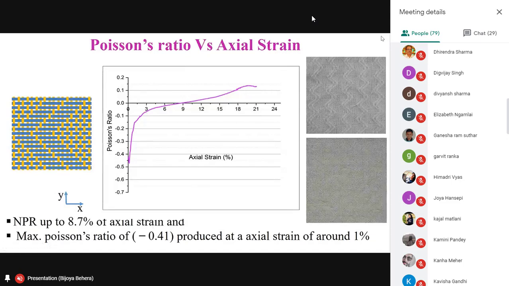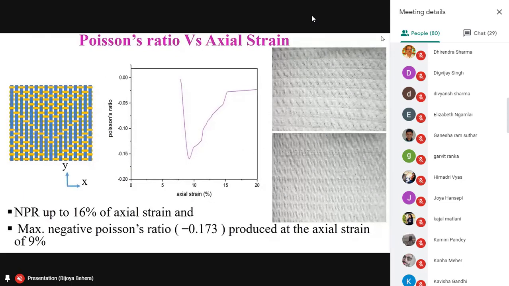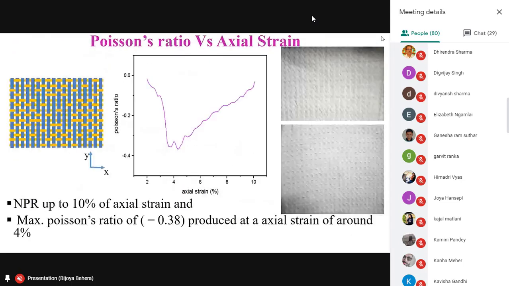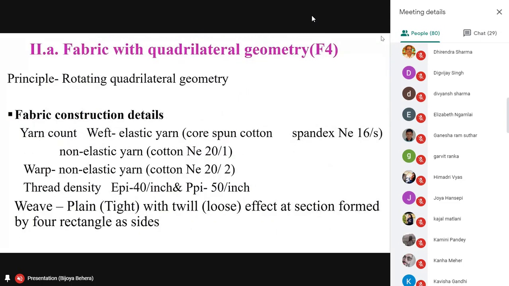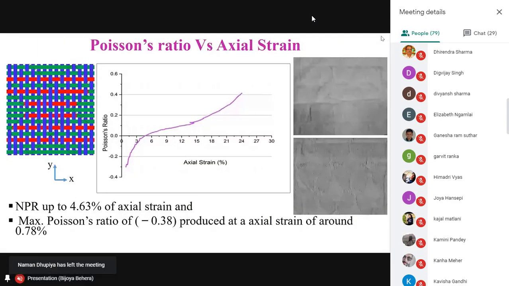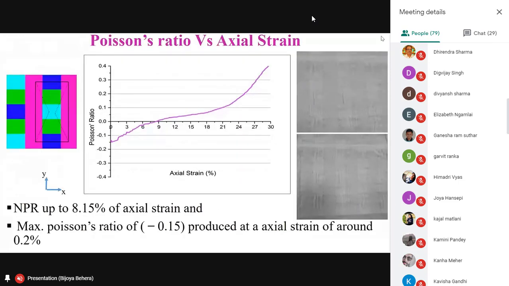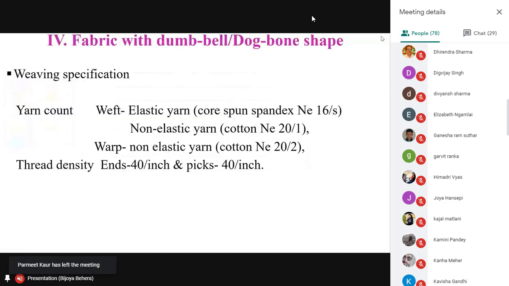This is the negative Poisson's ratio characteristics test, and this is what I am showing you now in zigzag for the weft direction. Similarly, you will find Poisson's ratio for your rotating square. This is quadrilateral geometry, Poisson's ratio. Similarly, you will find Poisson's ratio versus axial strain for quadrilateral geometry. Then you can find hexagonal geometry, the Poisson's ratio versus axial strain, which is showing negative Poisson's ratio.